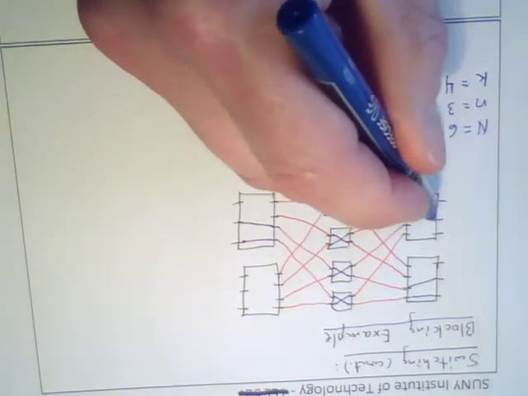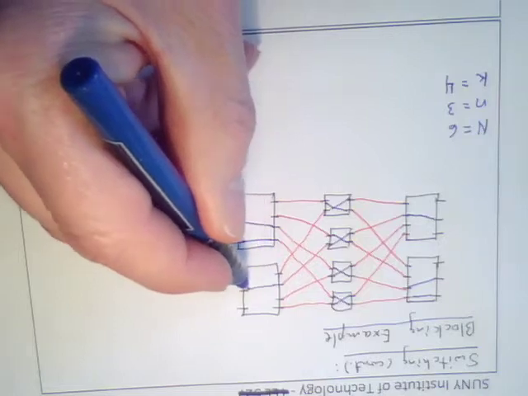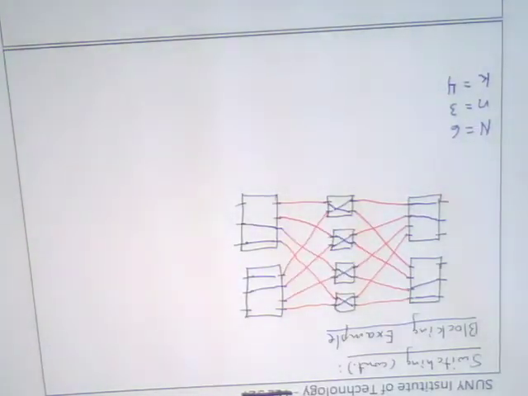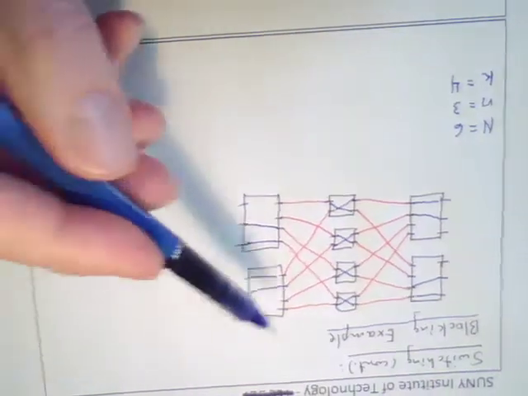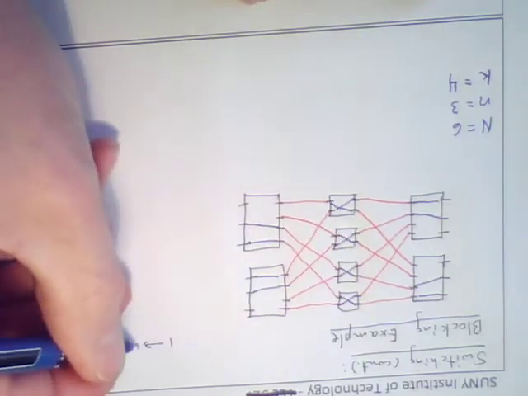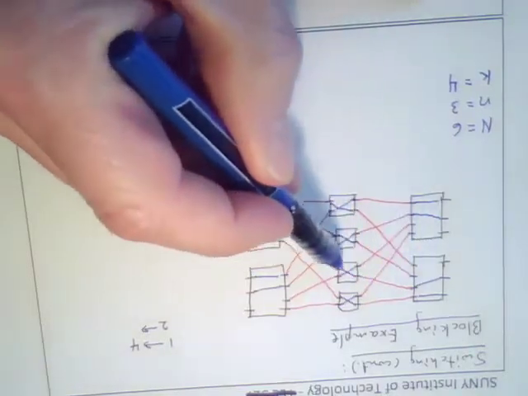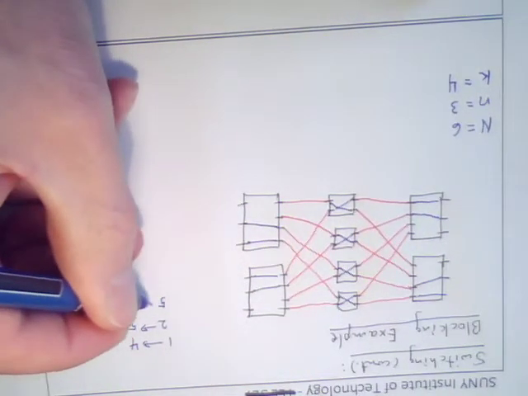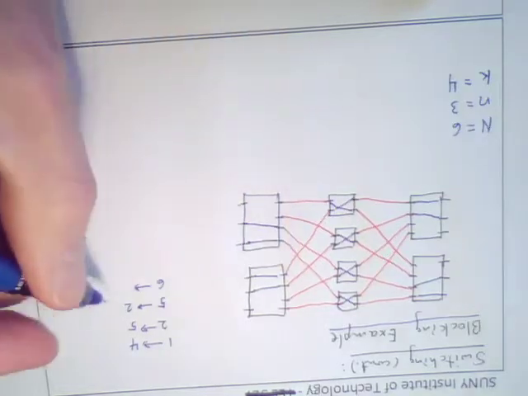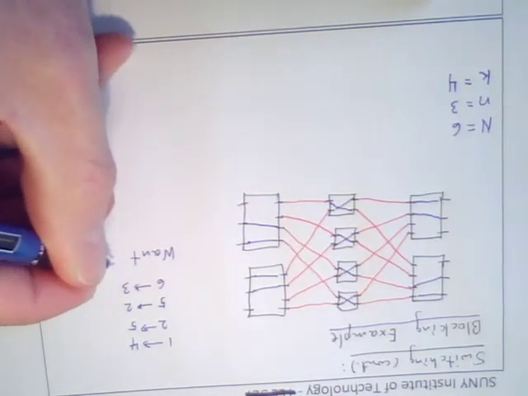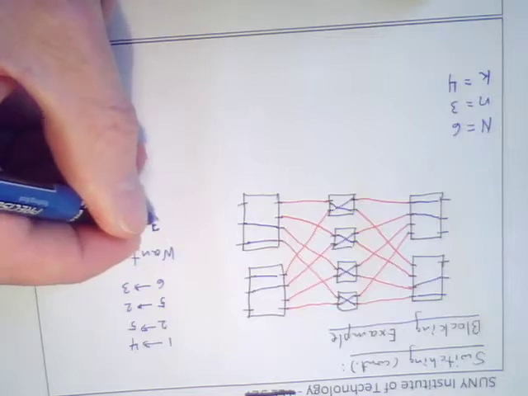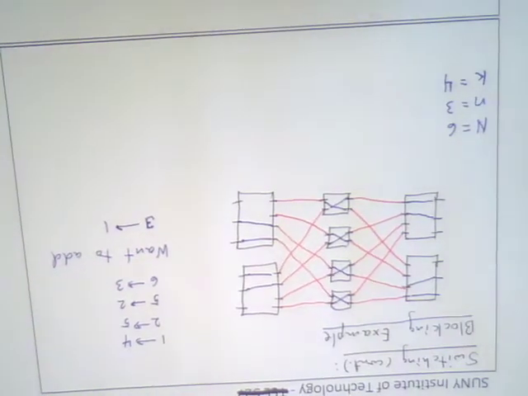Suppose also that I take input 5 and I map it to output 2, and input 6 is mapped to output 3. And so I've got 4 out of the 6 paths established, and so I can write 1 is mapped to 4, 2 is mapped to 5, input 5 goes to output 2, and input 6 goes to output 3. And suppose now I want to add port 3 connecting to port 1. The question is, can I do it?